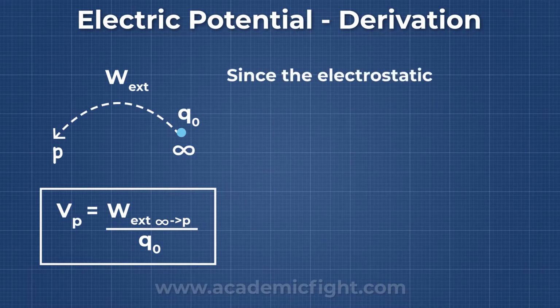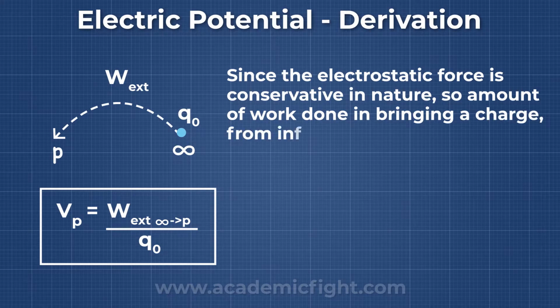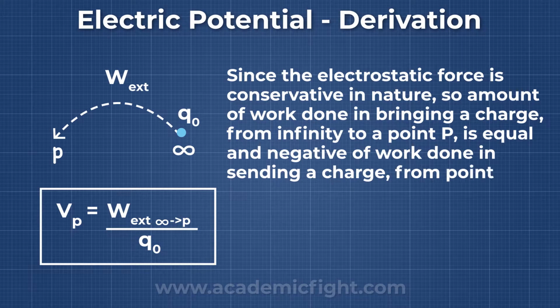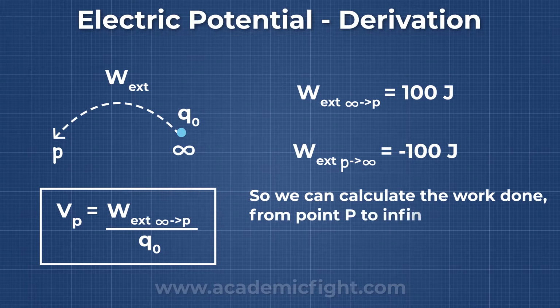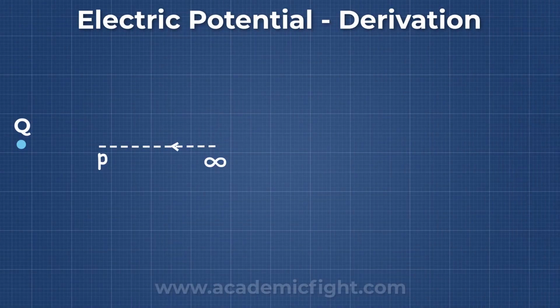Since the electrostatic force is conservative in nature, the amount of work done in bringing a charge from infinity to a point P is equal and negative of work done in sending a charge from point P to infinity. Meaning, let's say, if 100 joules of work is needed to bring a charge from infinity to a point P, then minus 100 joules of work is needed to send the charge from point P to infinity. So we can calculate the work done from point P to infinity, and then assign a minus sign, and we get the value of electric potential. Let's do the calculations this way.